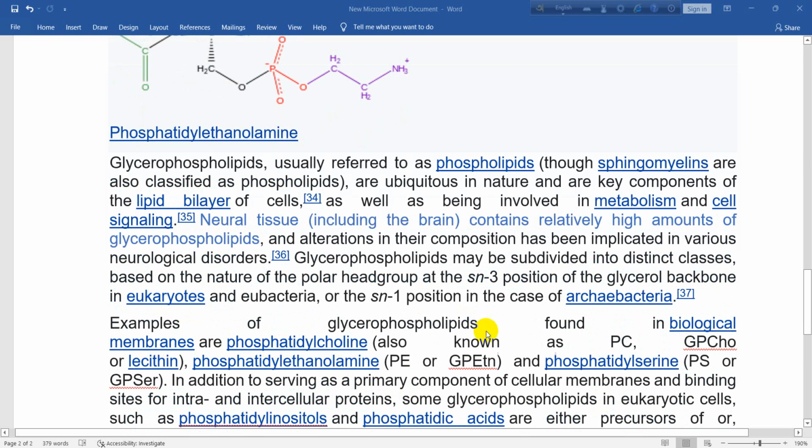Examples of glycerophospholipids found in biological membranes are phosphatidylcholine, also known as PC, GPCho, or lecithin; phosphatidylethanolamine, PE or GPEtn; and phosphatidylserine, PS or GPSer.